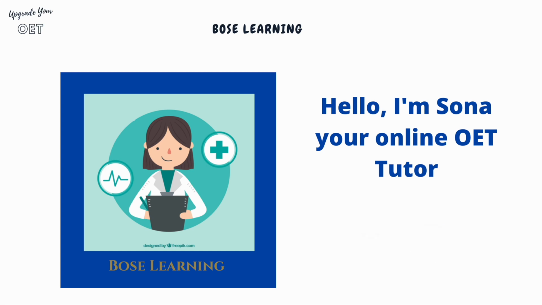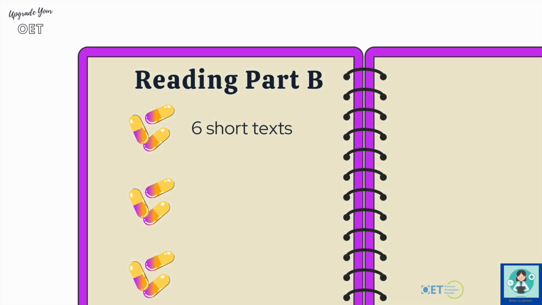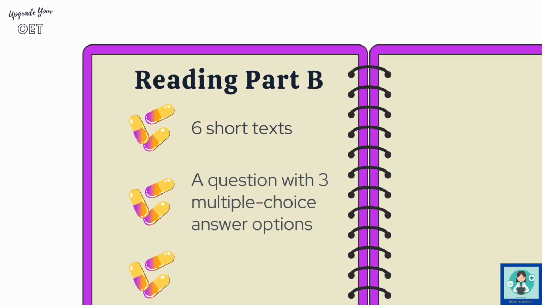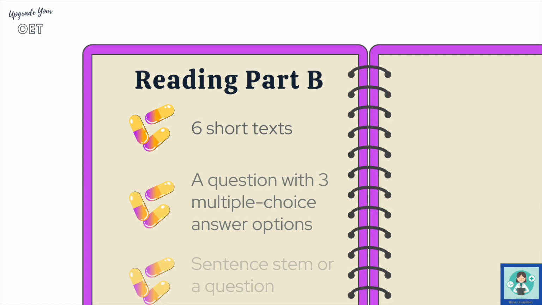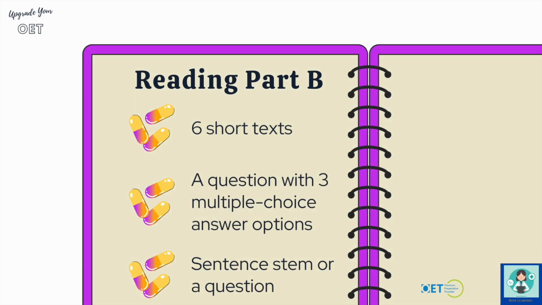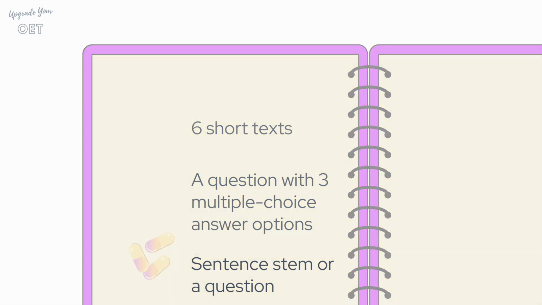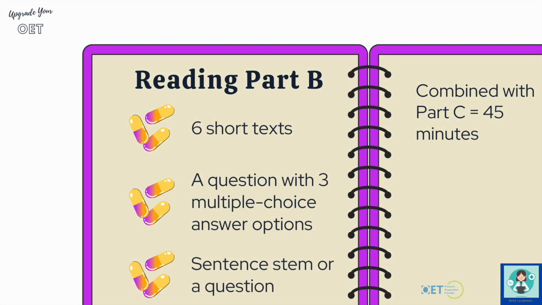Okay, so just a quick recap before we start. Remember, in the OET reading part B, you're going to get 6 short texts to read. These texts come with a question, and each question has 3 multiple choice answer options. These could be in the form of a sentence stem or a question, and then you get 3 possibilities coming up. And the whole thing is combined with part C, and for both of these things, you get 45 minutes.